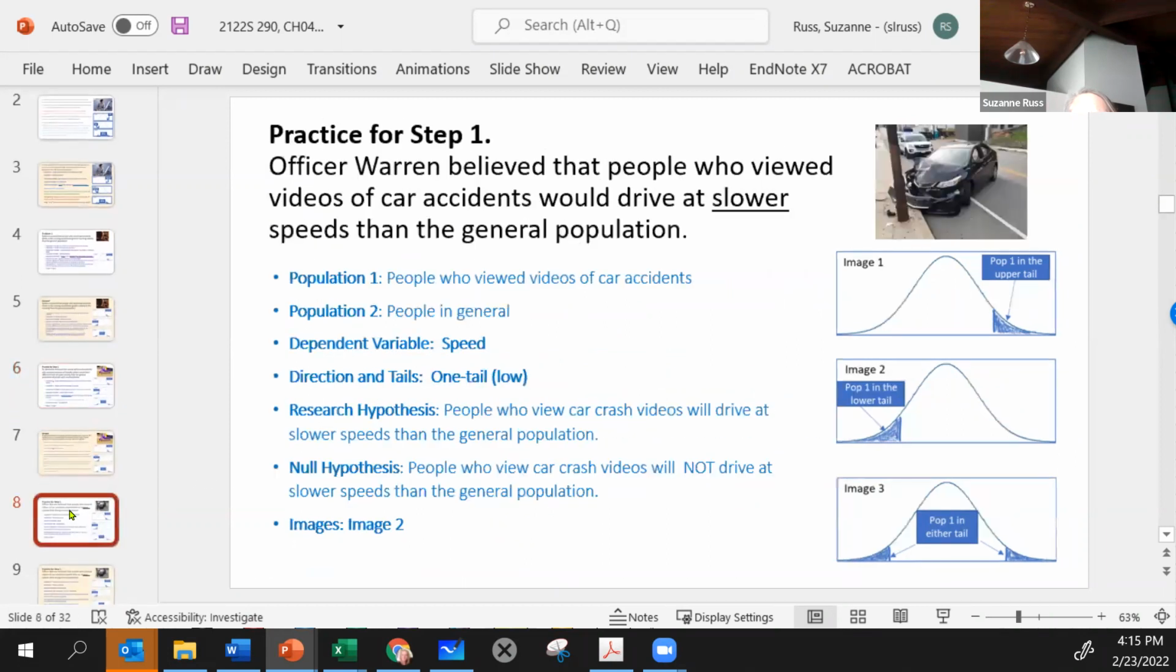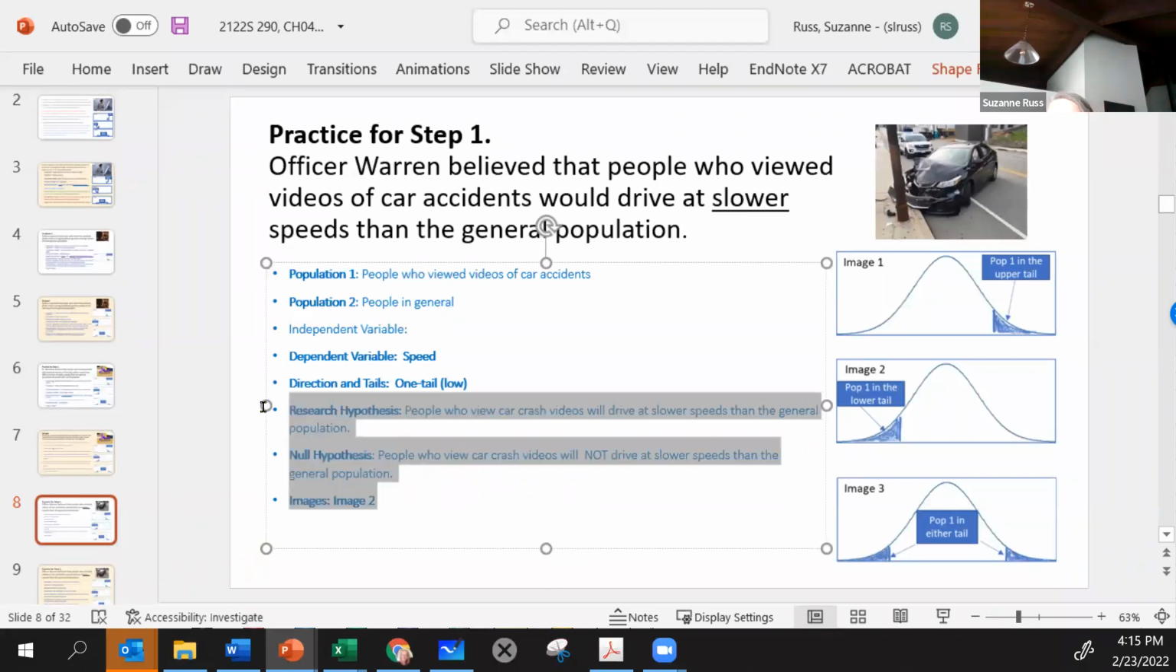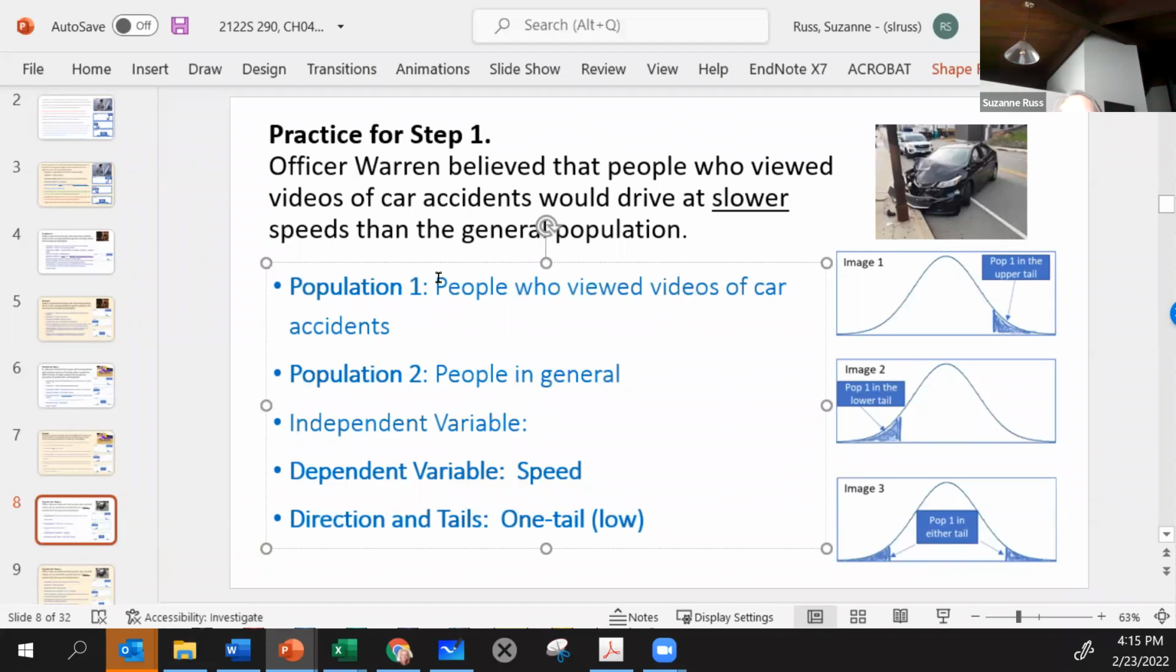Let's continue on and look at this one. Let's start with the independent variable. In this, we're comparing people who viewed videos of car accidents with people in general. So people exist in both population one and population two. So what's the difference? What has population one been exposed to that population two has not? People who view videos of car accidents.